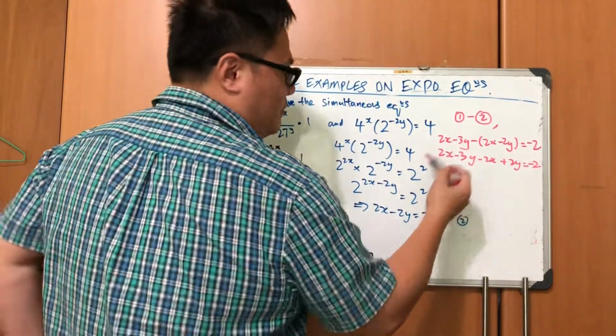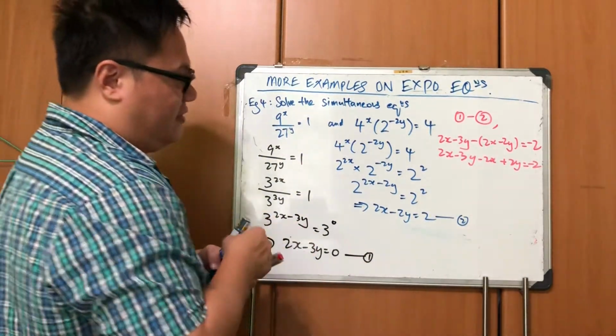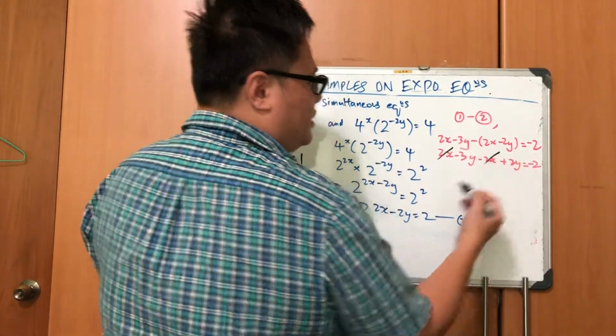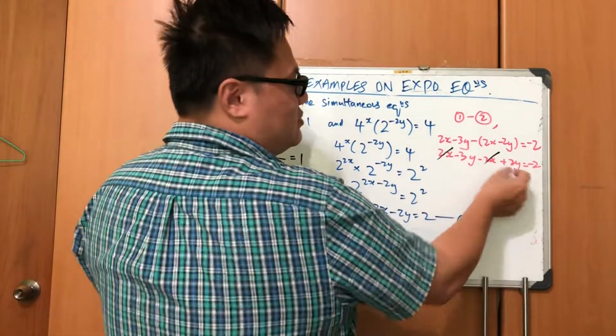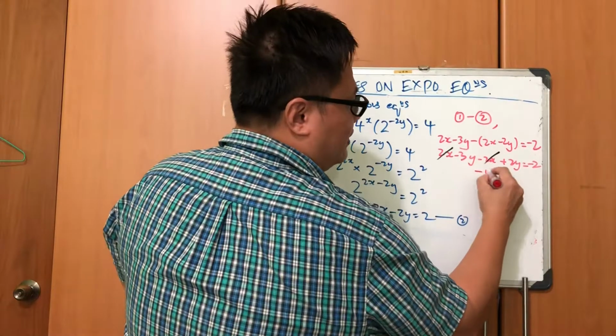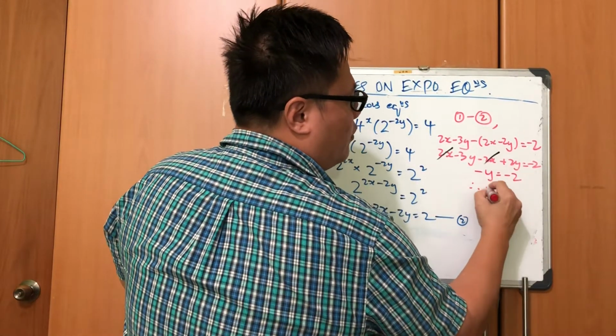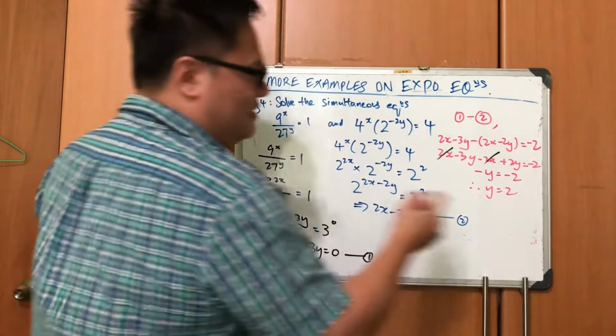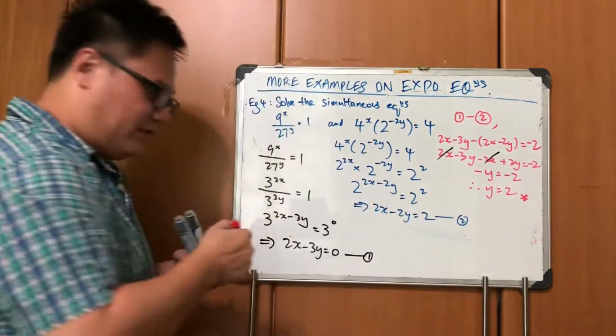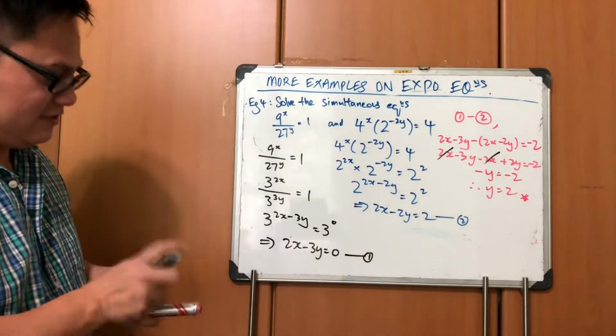So my 2x and my 2x will cancel out itself. Right? 2x minus 2x is 0, disappears. So negative 3y plus 2y is negative y equals to negative 2. That tells me that y is equals to 2. See? Solve for y already. Now can I solve for x? Of course I can, right? Easily I can solve for x.